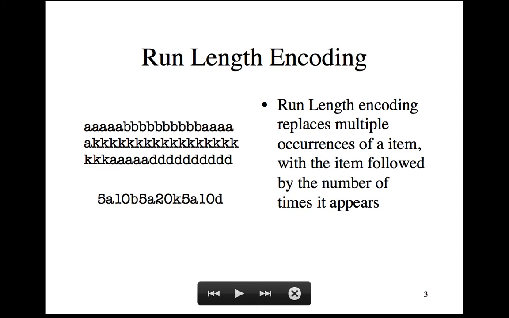The first kind of compression we're going to look at is very simple. It's called run length encoding. And with run length encoding, what you do is you replace multiple occurrences of something with that thing and the number of times it occurs.